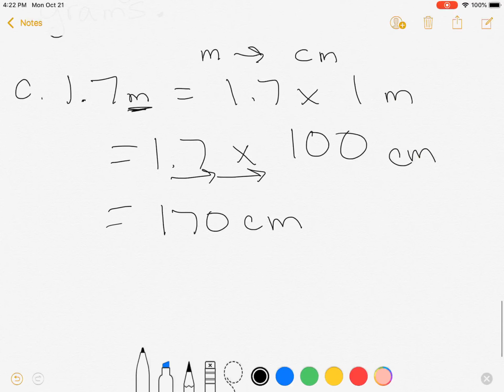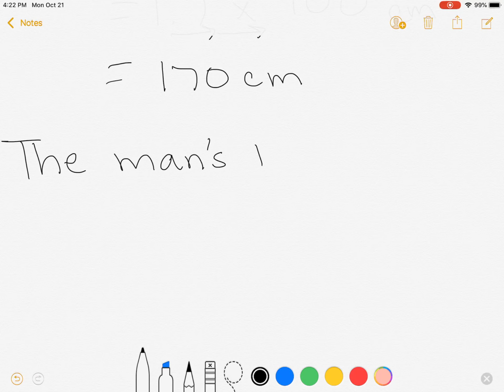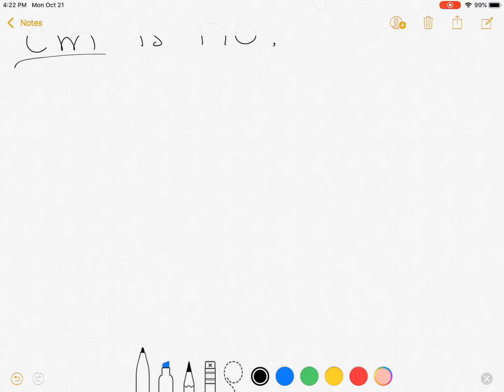Samaya, can you restate for me? The man's height in centimeters is 170. Okay, and I abbreviated centimeters. The man's height in centimeters is 170. Okay. Good sentence.